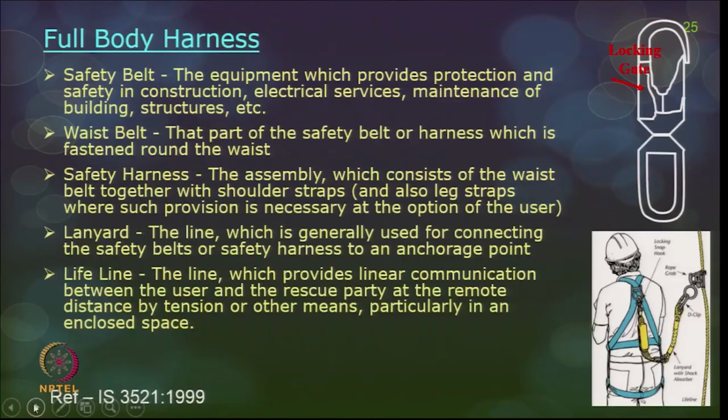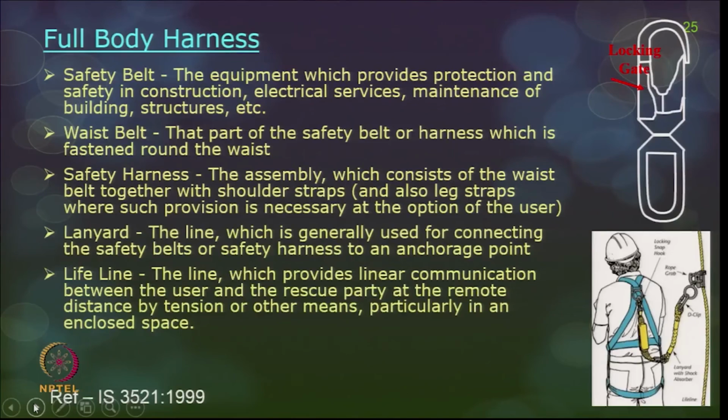There is some terminology related to the full body harness. One is the safety belt. It is equipment which provides protection and safety primarily for working in construction, maintenance, operation works, electrical services, and for any maintenance of structures, buildings and so on. There are a lot of situations for which you may have to go for a safety belt. The next one is the waist belt. This is a part of the safety belt or harness which is fastened around the waist.